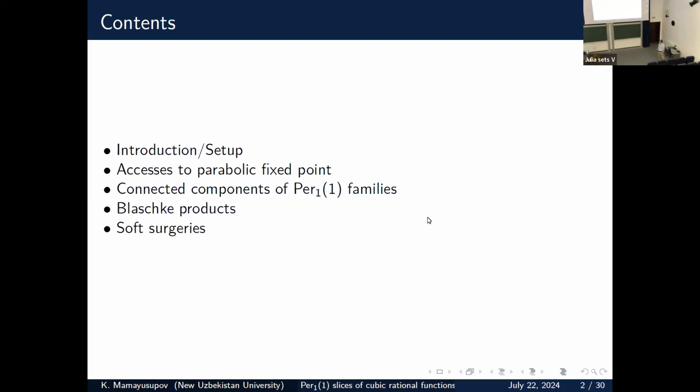So here is the content. I give some introduction and setup. I also talk about accesses to parabolic fixed points. It's a very important notion. And move to the parameter plane. I show some families where it works. And for the proofs, I use Blaschke products, but for this case, it's parabolic Blaschke products, so they are not easy to work with. And I give some ideas on the proofs of the main result using some surgeries.